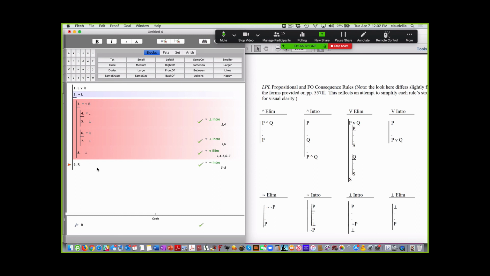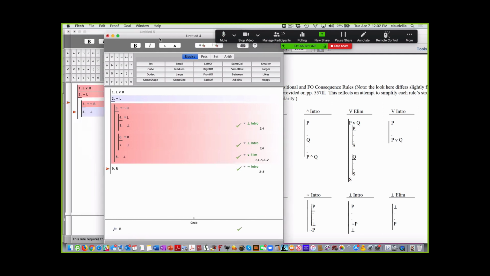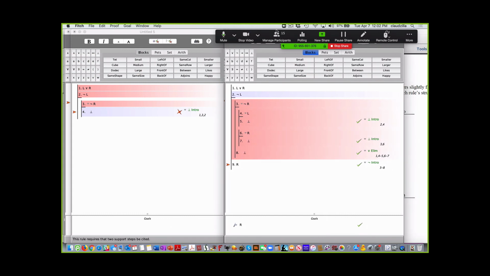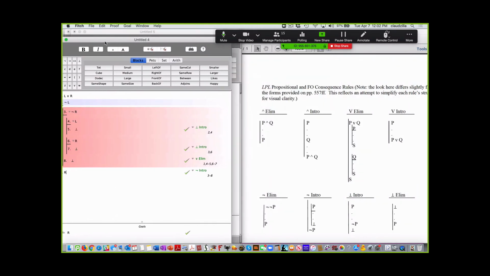Okay, so is everybody comfortable with the fact that we've worked this proof by way of what's known as negation intro? That's our structuring subproof. That's our blueprint subproof. Now let's do the same thing. Now let's do the same thing using disjunction elimination as our structuring subproof.